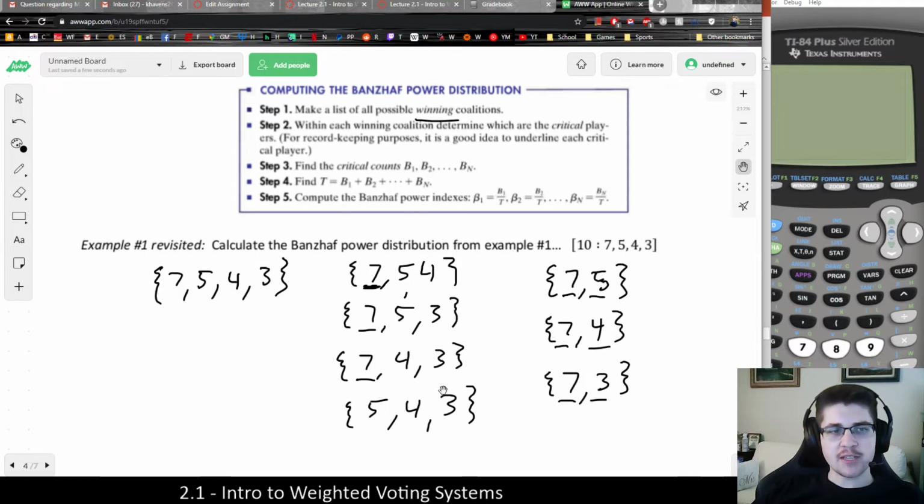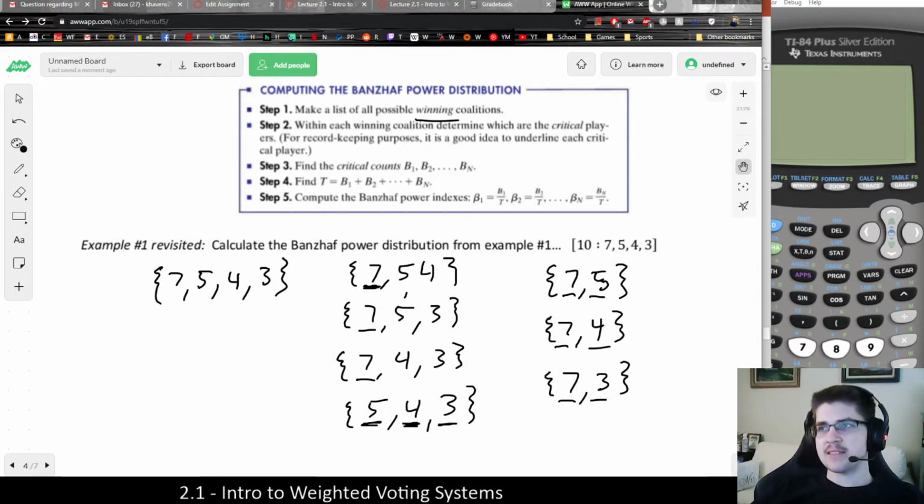But moving down to the last 3-player coalition, 5, 4, 3, let's check these one at a time because I think they're all critical if I remember correctly. Notice that if I remove the first player in this coalition, the player with 5 votes is critical because 4 and 3 definitely cannot make 10. So 4 is also critical, right? Because if I remove 4, that would only be 8, not enough. And 3 is also critical barely, because if 3 is removed, 5 and 4 fall short.